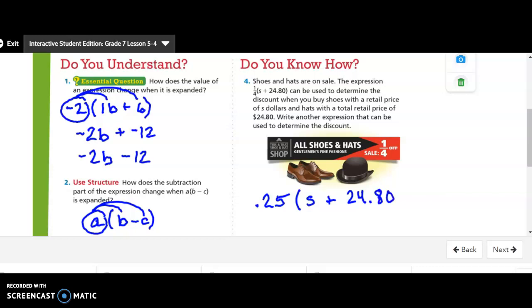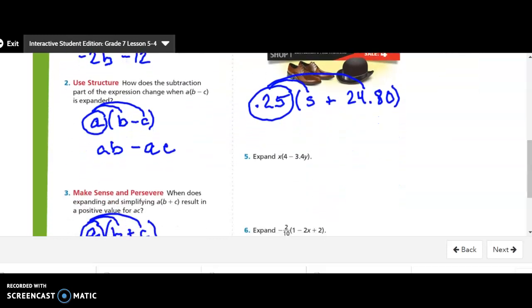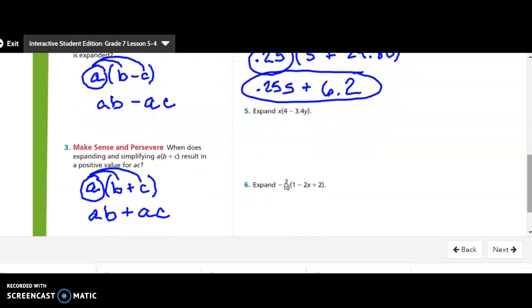If we take 1 divided by 4, we can convert it. And because we have that number outside the parentheses, even though it's a decimal, the distributive property works the same way. We're going to multiply it into each piece. And so we end up with 0.25s plus 0.25 times 2480. And we can use our calculator to do that decimal math. 0.25 times 24.8 gives me 6.2 as my constant. And this is our final answer because we don't know how many shoes we're buying yet.